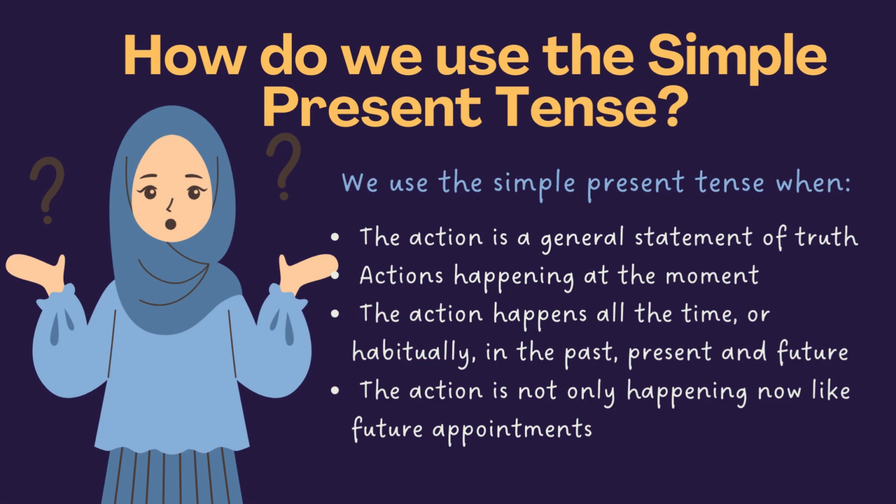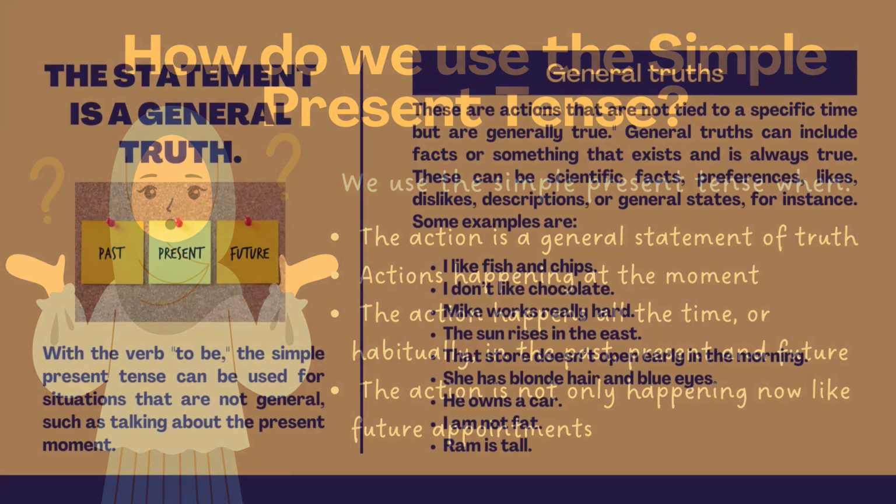Now we use the simple present tense when the action is a general statement of truth, when the action is happening at the moment, and when the action happens all the time. That's like a habit. And finally, when the action is happening right now, or not just right now, but kind of referring to the future as well. All right, I'll show you.